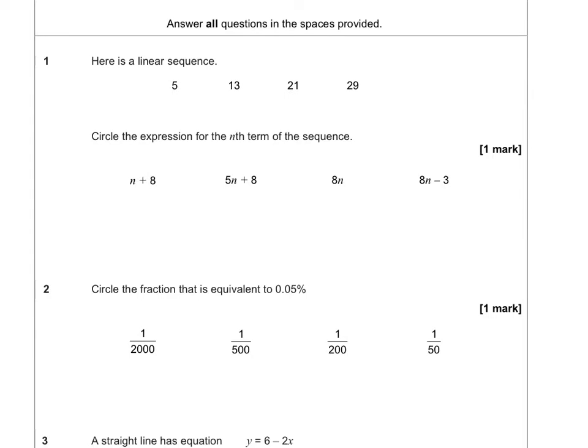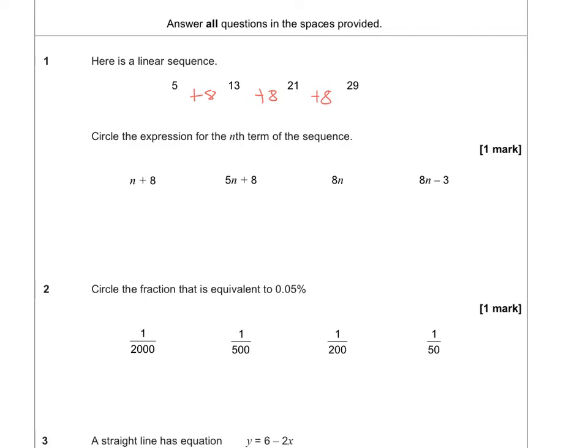Question 1. Here is a linear sequence, 5, 13, 21 and 29. Circle the expression for the nth term of the sequence. Now the first thing to note is that the sequence goes up in eights each time. There's going to be a real temptation to try and circle the answer n plus 8 because of this, but that is wrong. Because the sequence goes up in eights, this means it's based on the 8 times table.